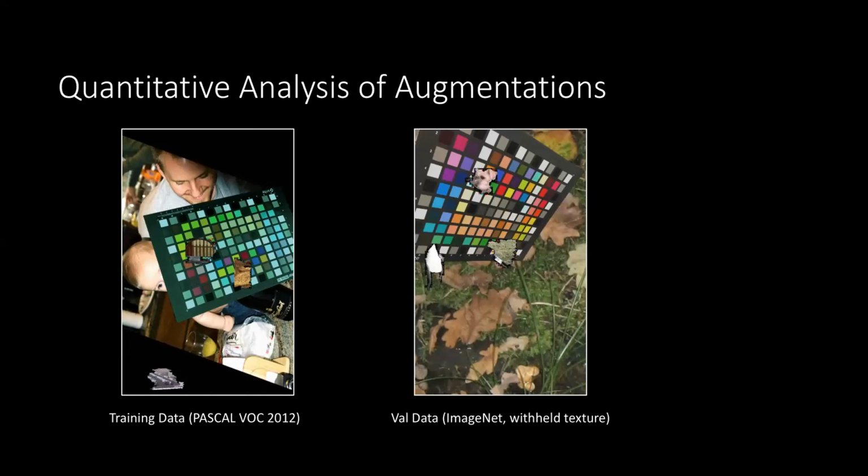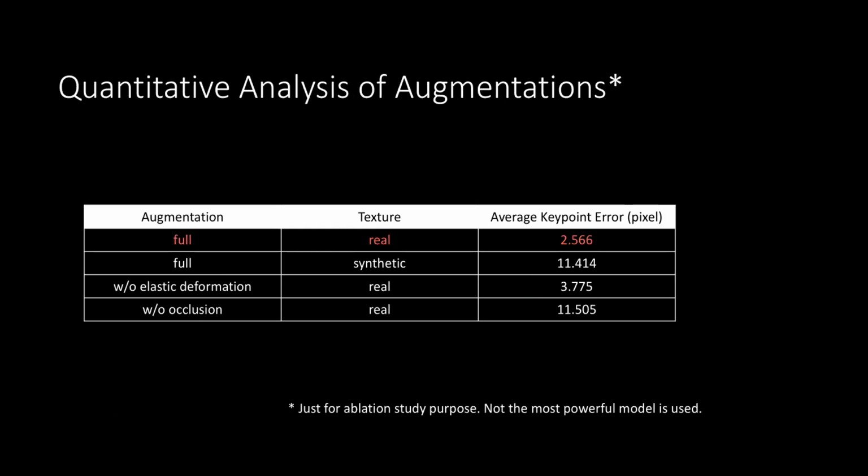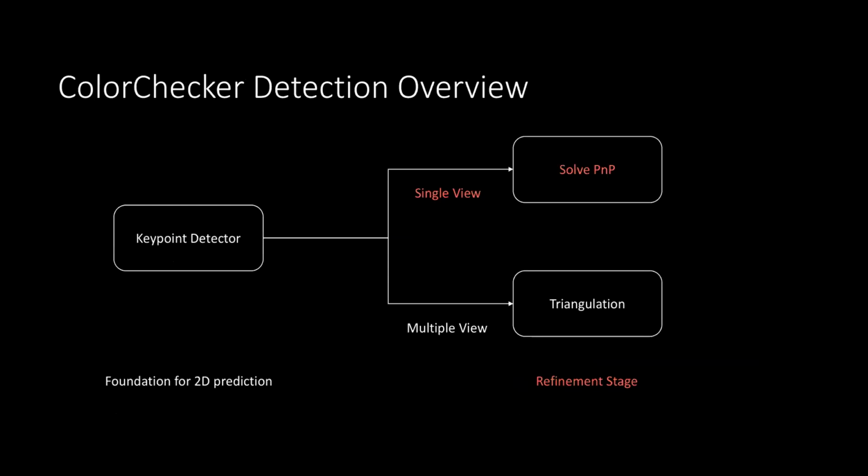Finally, we do some qualitative analysis of augmentation to figure out which augmentation method is more helpful for us. And the training and validation set are generated with different background and textures. Here are the numbers. We found that we achieve lowest error when doing full augmentation with real texture. And doing occlusion augmentation and using real textures can improve our result a lot. And then Zhichao will go through the following parts.